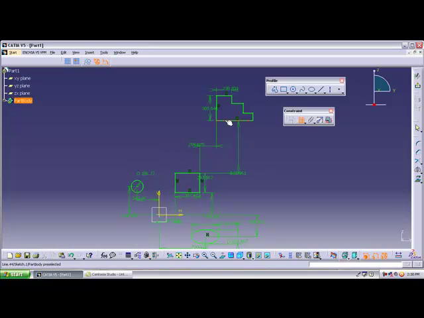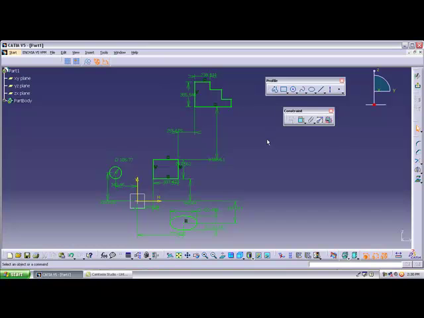If the object is shown in a different color, it means that the object is over constrained. It means you are giving many more dimensions than needed, and that makes it over constrained. Okay. So the first option is the geometrical constraint, and the next one is the dimensional constraint.